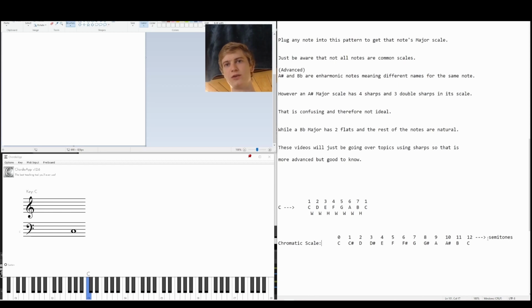So B to C is still 1 semitone. C to C sharp is also 1 semitone, but it's just going to a sharpened note. So basically when you're going up just 1 step in the chromatic scale, you're going up a semitone. So every time that I'm going up each one of these notes, that's just 1 semitone.